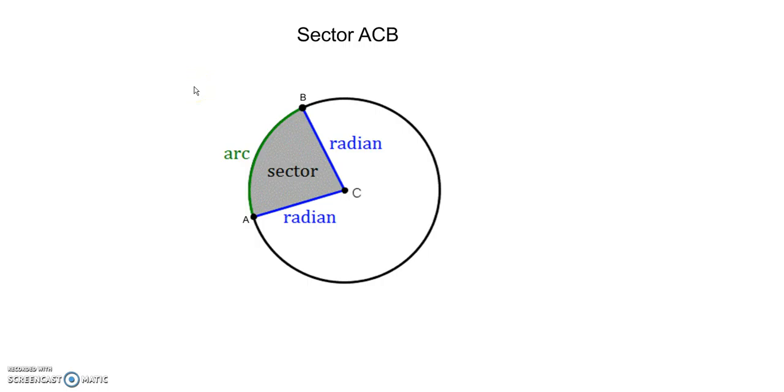Also, very quickly before we move on, I want to go back and address the way we name a sector. In this case it'd be sector ACB. You name one of the points that's on the outside of the circle, then you name the center of the circle, and then of course the last point that makes up the sector. So again, it's almost like naming an angle. Sector ACB is going to be equal to that angle right here that we were talking about.